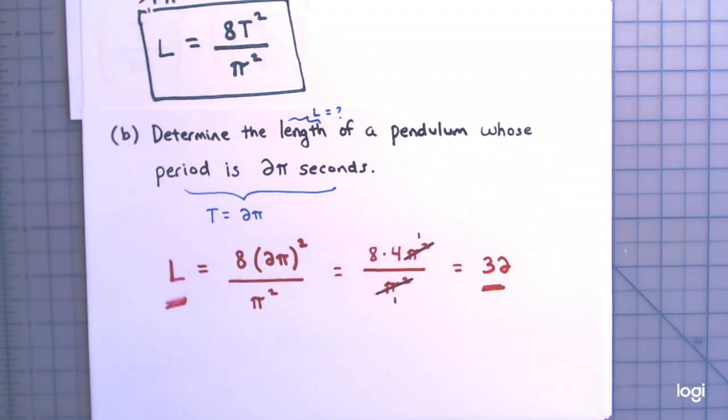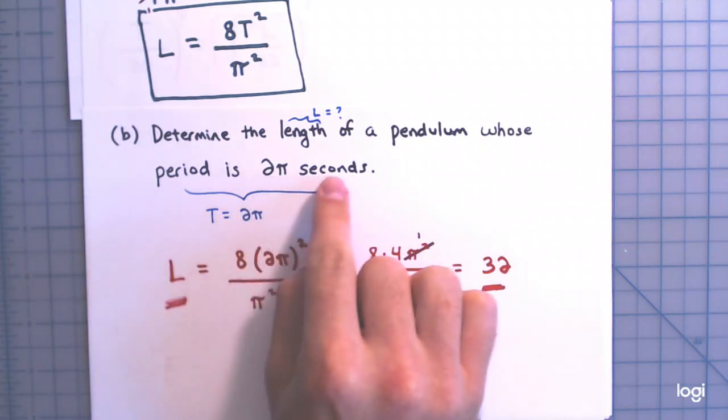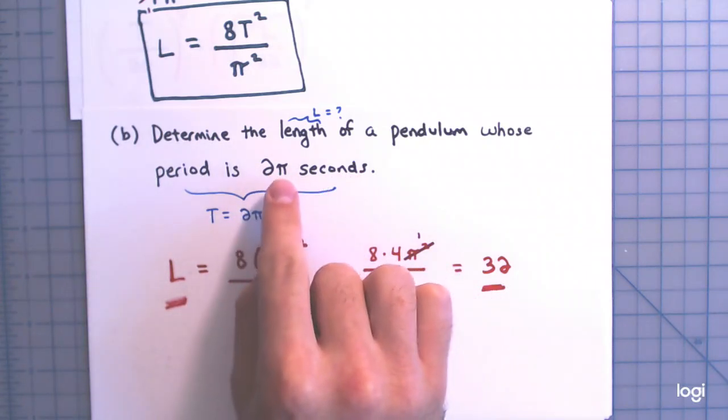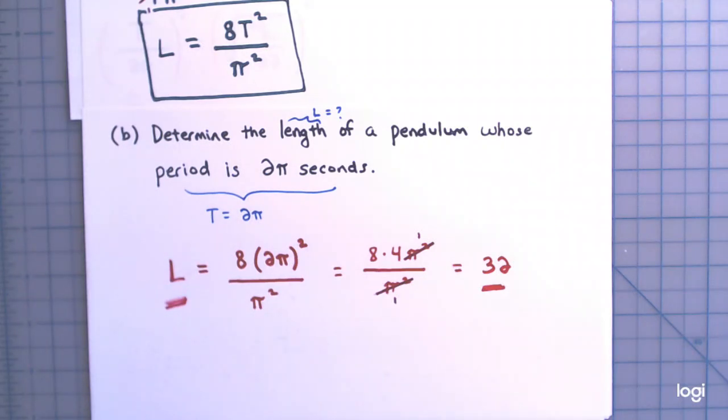Well, 32 what? Remember these word problems. You should be answering word problems in complete sentences when you're asked questions or asked to determine things, and all your numbers should have units attached to them so that they actually have meaning in relation to the problem. Like the 2 pi here has the word seconds afterward. That's the units of the period. Well, this is a length. We're asked to determine the length of this pendulum.